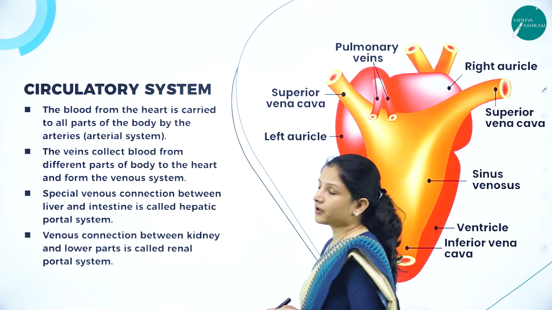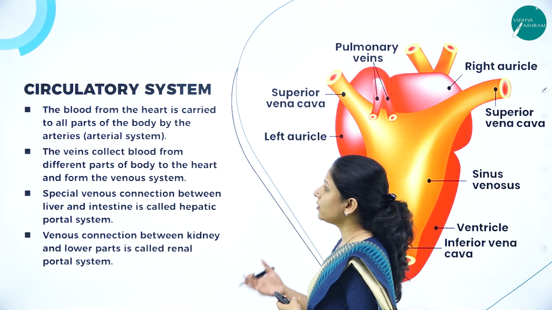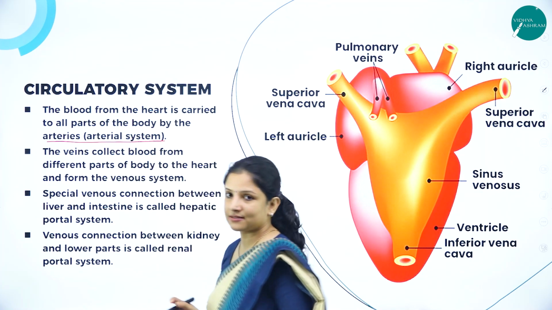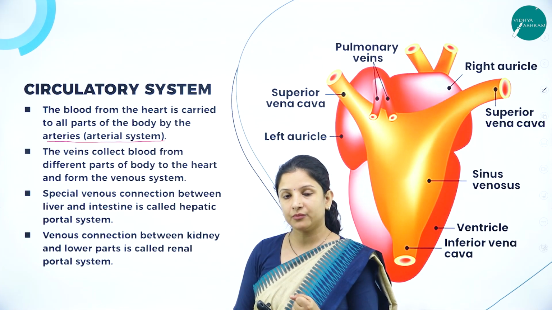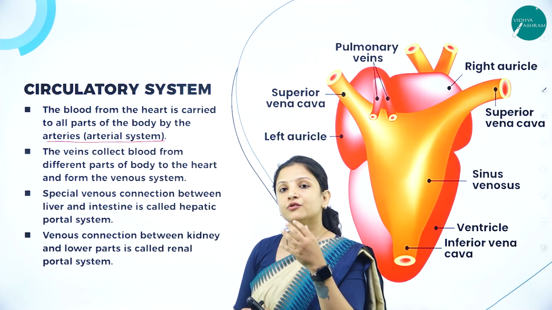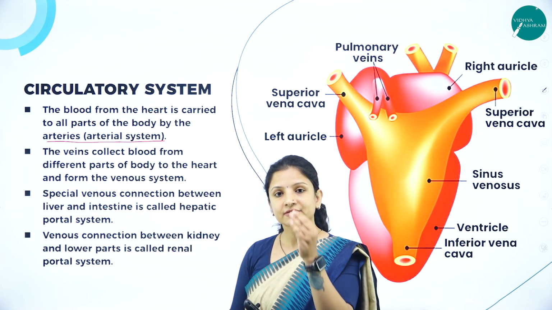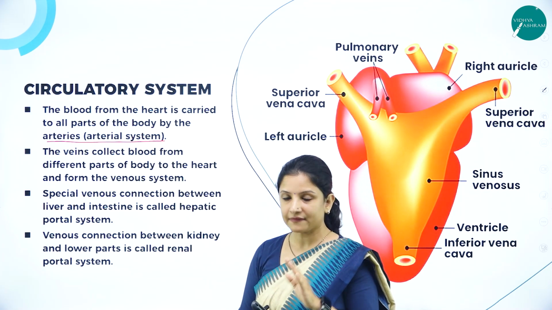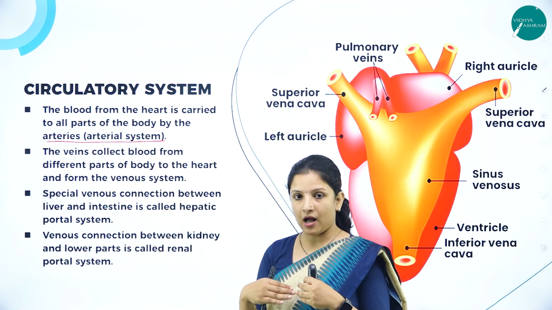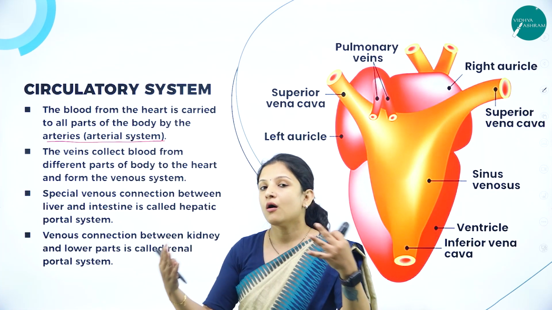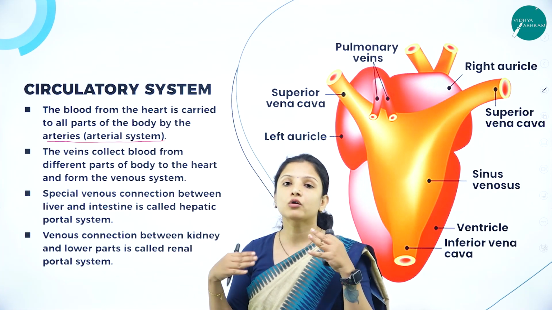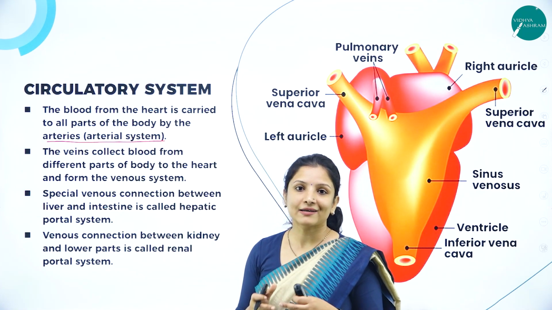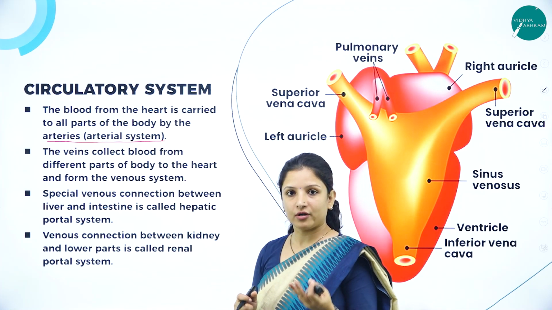And the blood from the heart is carried to all the parts of the body by arteries, and it is called the arterial system. So blood is received from the parts of the body through the major veins called the vena cava. From there the blood is collected by the sinus venosus. We have seen about it. Now from the heart the blood is distributed to all the other organs of the frog through arteries, and it forms the arterial system.